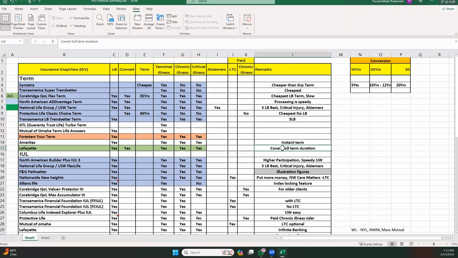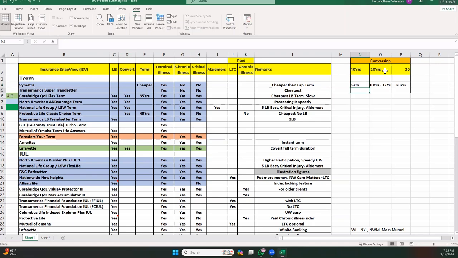Now, this is the first time I'm talking about conversion out of all these. All the above products, you will see that if it's a 10-year term, the conversion is only for 5 years. Makes sense? It's not the whole period for 10 years.